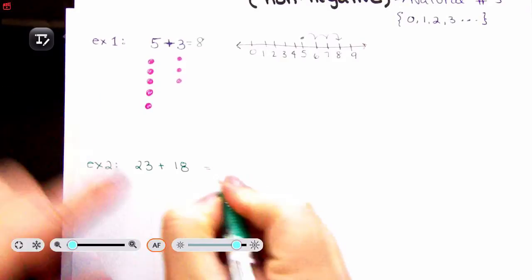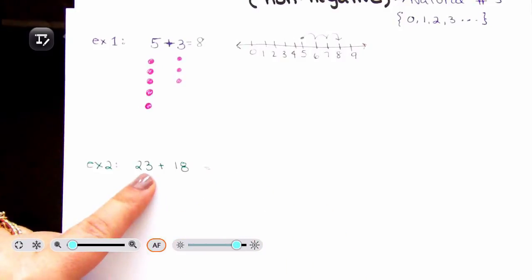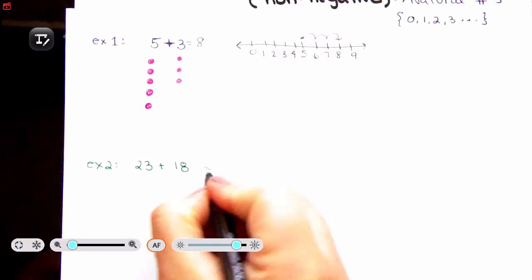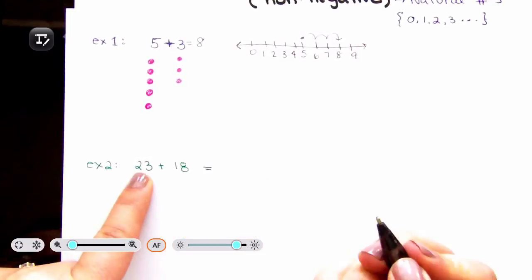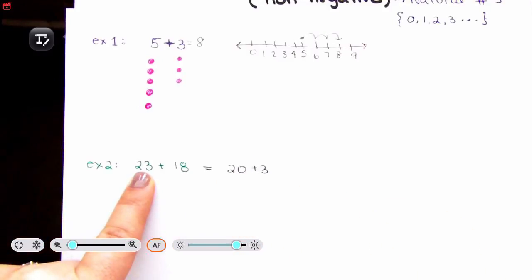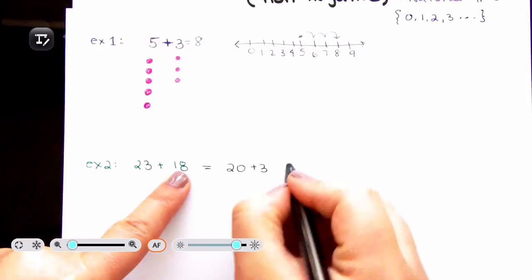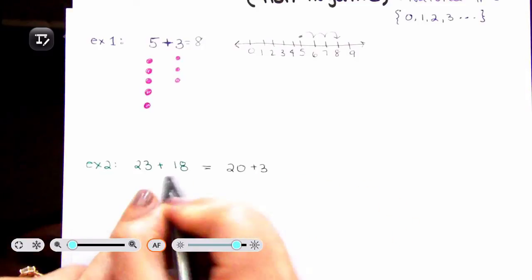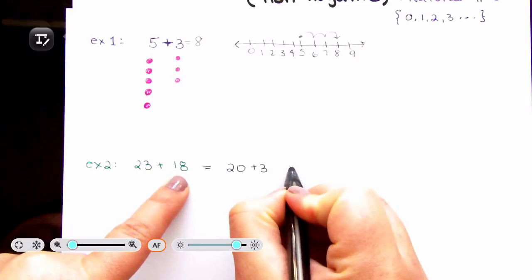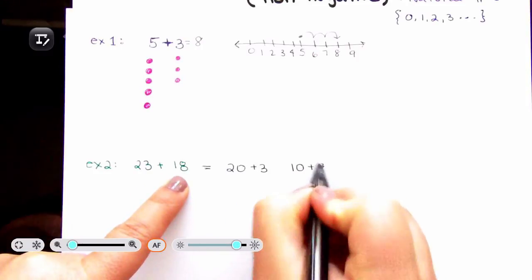For example, I know that 23, let me change colors again so that way you can see what I'm writing. Sometimes pencil doesn't show up on here. All right, so we know that 23 is 20 plus 3. I also know that 18, I'm going to keep this plus here. I'm going to change that color in just a little bit. I also know that 18 is 10 plus 8.